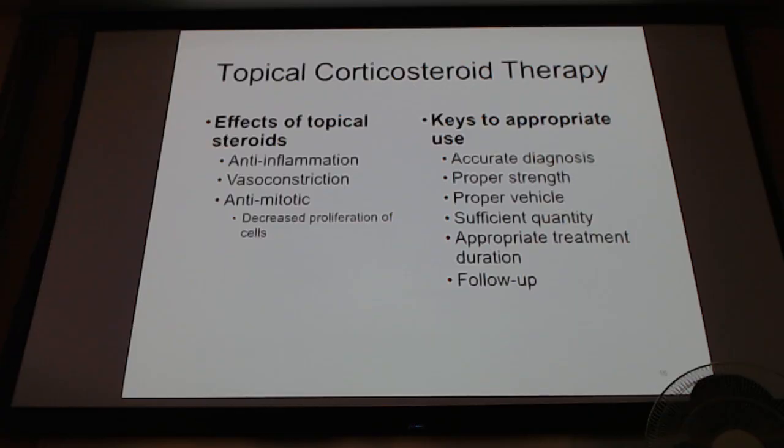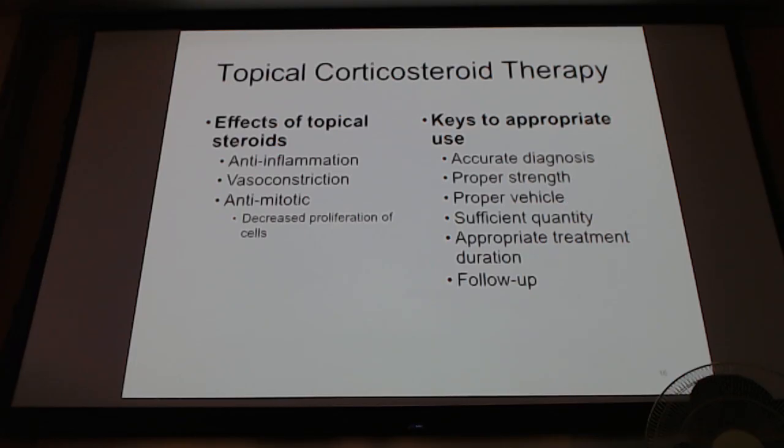So, the effects of the topical steroids here, of course, we know we need to reduce that inflammation. So it's anti-inflammation. It does do some of that vasoconstriction and anti-mitotic, so decrease proliferation of cells. So it reduces that keratinocytes.